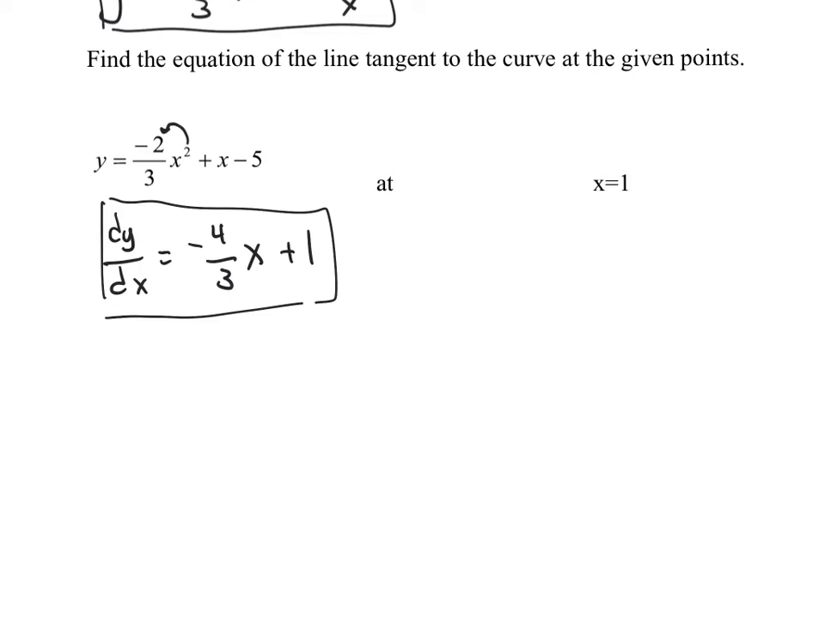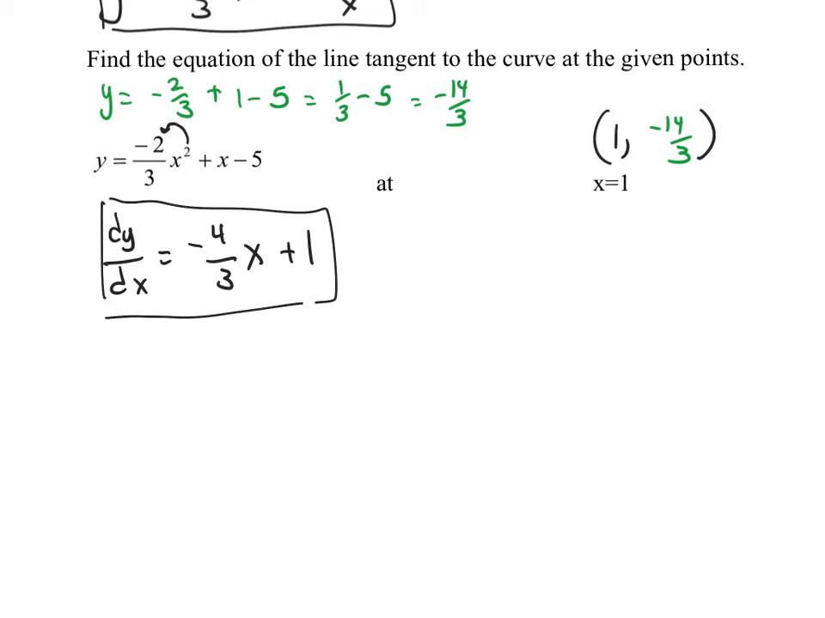Now the one thing we don't really have to get started, we know 1, but we always need a y value to go along with this as well. So we're going to have to plug 1 into our function at some point to get the y value, so I'll just do that now. So it's going to be negative 2/3 times 1 squared plus 1 minus 5. That is going to be 1/3 minus 5. That's going to be negative 14 over 3. So that's just plugging a number in and getting your point into your original function.